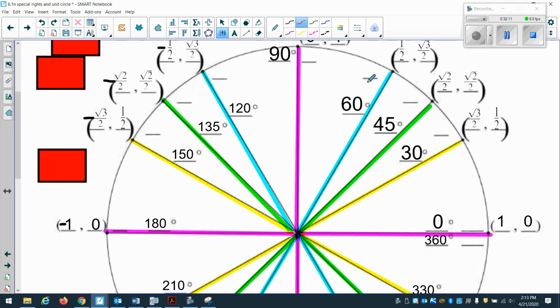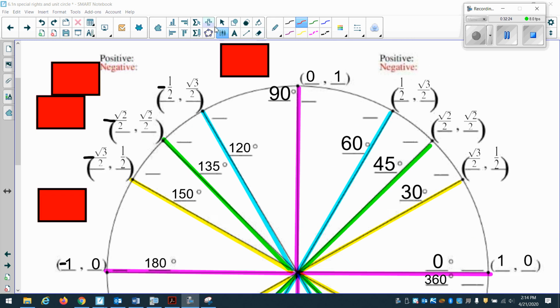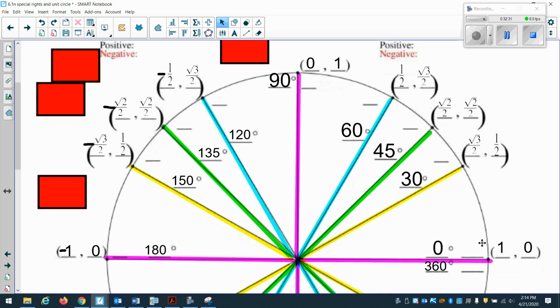So now we're going to add these little blanks. Those little blanks are for radians. Before we get to radians, there are some patterns you could start to figure out. If you look at the x values, they go 3, 2, 1, 1, 2, 3. You could do it that way.